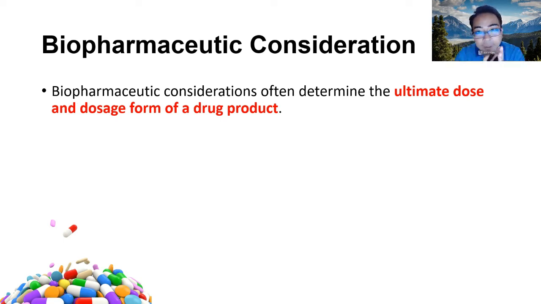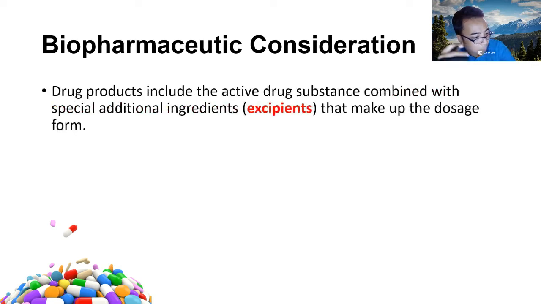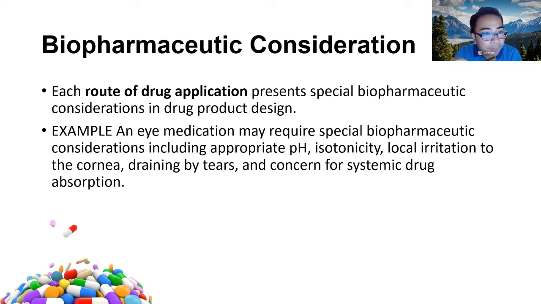So what are the biopharmaceutic considerations? So the biopharmaceutic consideration often determines the ultimate dose and dosage form of a drug product. Okay? So drug products class includes the active substance combined with special ingredients, your excipients, that makes up the entire dosage form. So each route of drug application presents special biopharmaceutical considerations in drug product design.